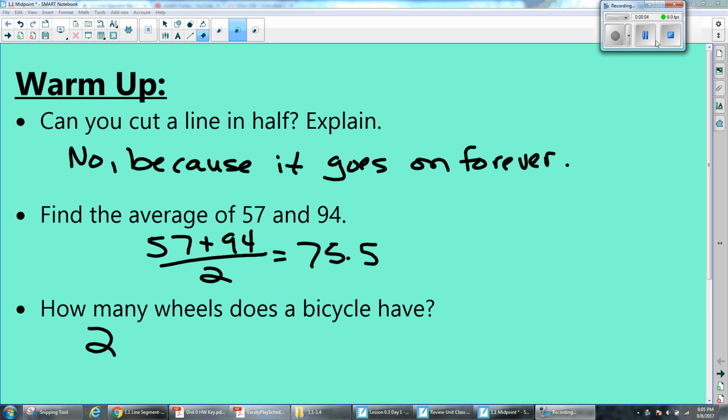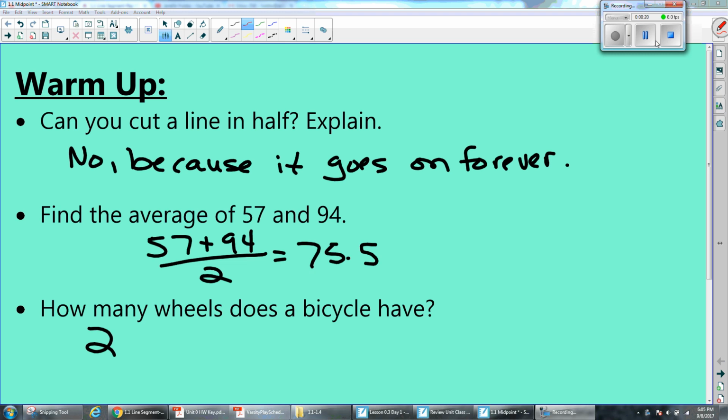For your warm-up questions, we're trying to think, can you cut a line in half? And this would be no, because a line, as you saw in the investigation, looks like it's running off your computer screen, and it goes on and on forever, both directions.